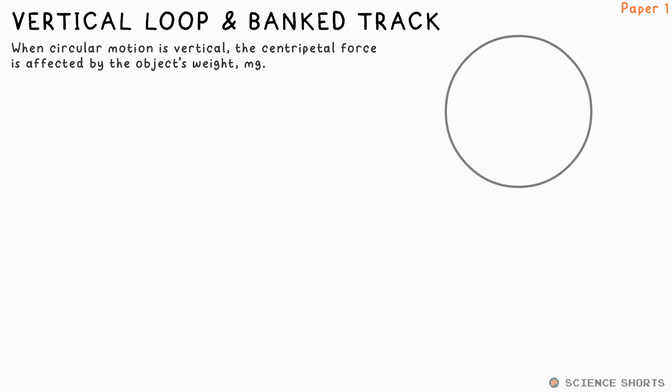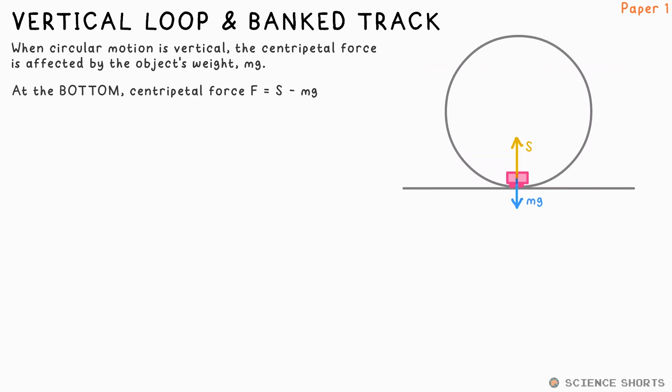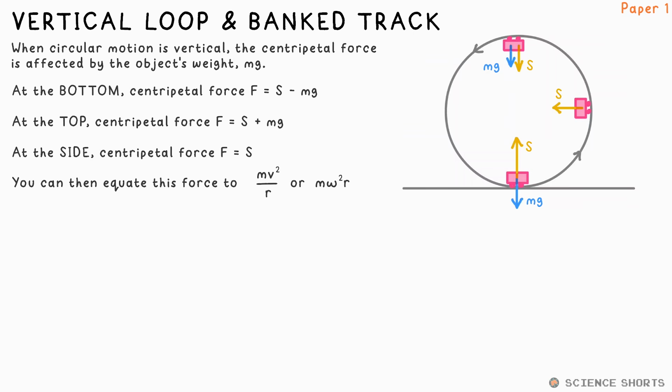If it's a vertical loop, like a loop-the-loop on a roller coaster, the centripetal force will be due to the support force of the track, but we also have to take into account the weight. We might call the support force S. At the bottom, mg is pulling down and S is pushing up. The centripetal force is one minus the other, at least if we're just thinking about the magnitudes of the forces. It's the resultant of the two forces. At the top, both are pulling down though, meaning the centripetal force now equals S plus mg instead. In both cases, we usually then equate this to mv squared over r.